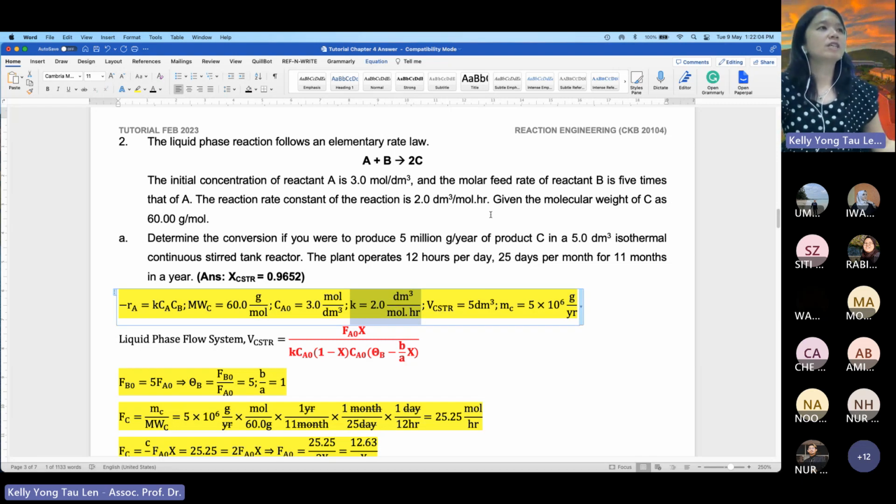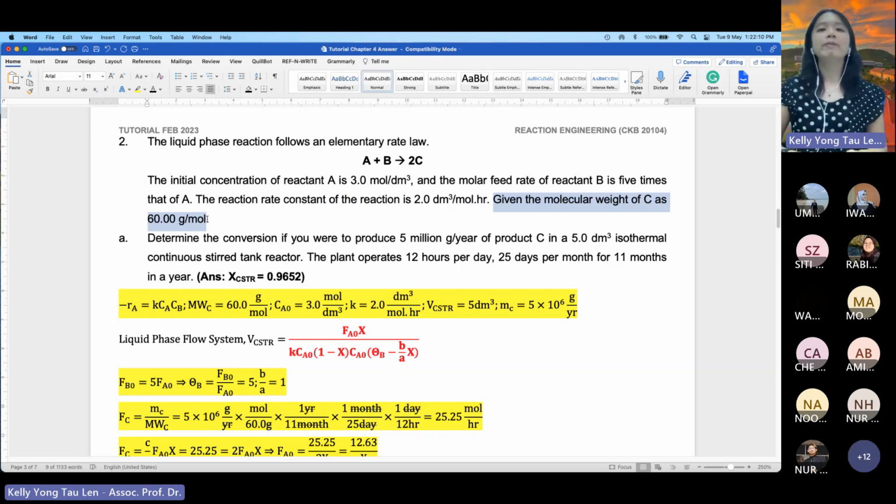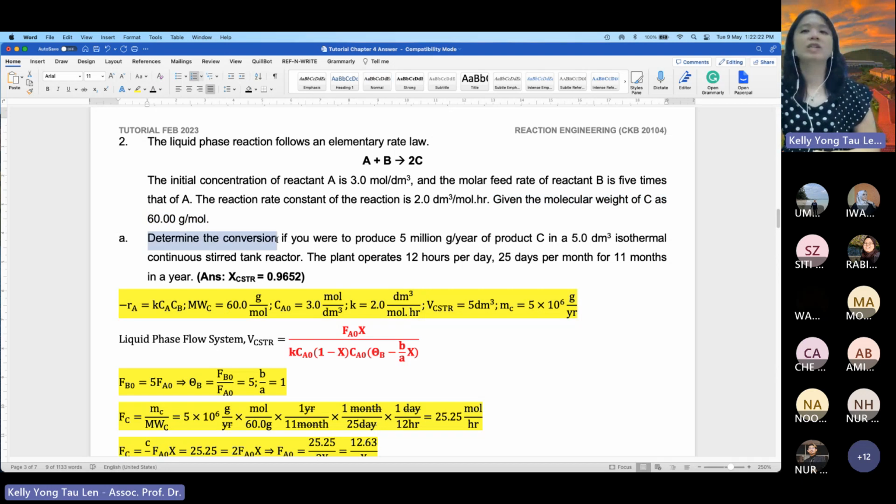Okay. So they give us the molecular weight of C as 60 gram per mole. So kita tahulah kenapa dia bagi, tapi dia beri kita molecular weight. So molecular weight C adalah 60 gram per mole. So later on we'll find out kenapa dia beri kita molecular weight. Okay, so the question says, A, determine the conversion. So again dia nak X. If you were to produce 5 million gram per year of product C.